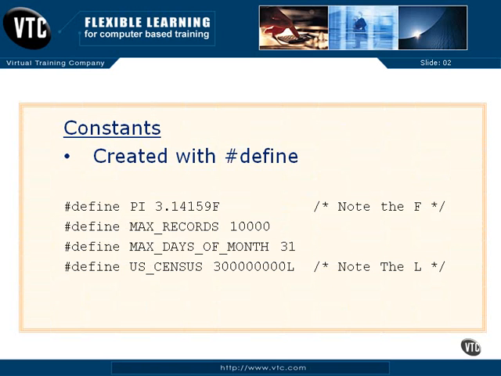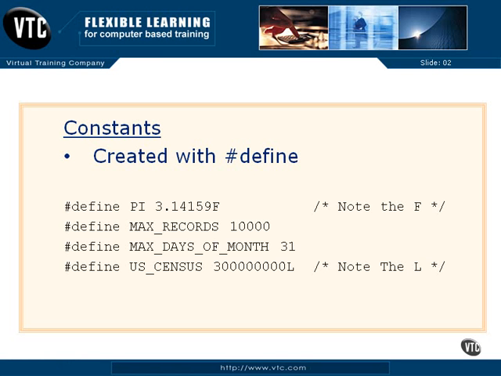Constants are created with #define. There you can see four lines of code. Notice the #define for PI, 3.14159, and an F for floating point right there. That will cause PI to be created as a floating point value and not just an integer. This one down here, MAX_RECORDS, we've #defined as 10,000. That will be an int. It's up to your compiler whether it makes it an unsigned int or not, but this will be an int. MAX_DAYS_OF_THE_MONTH, 31, is also an int.